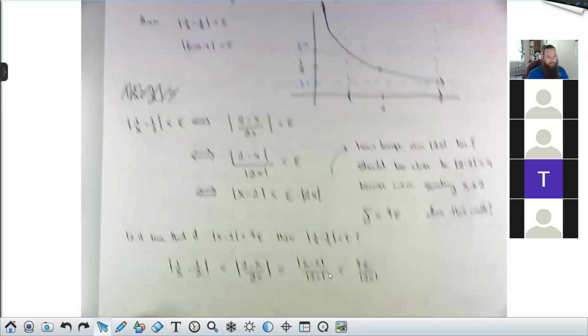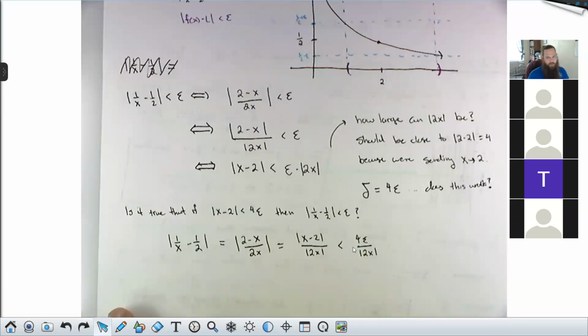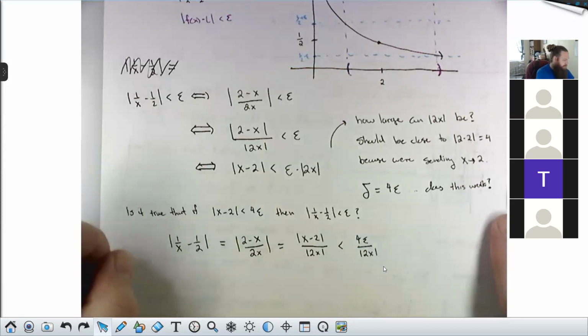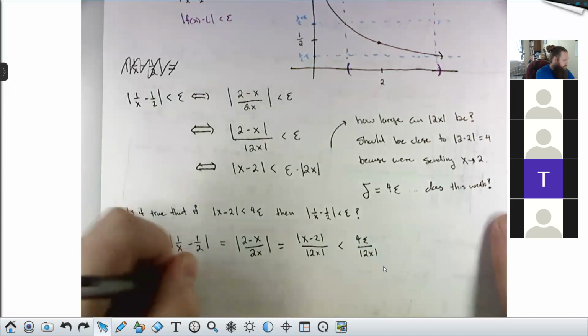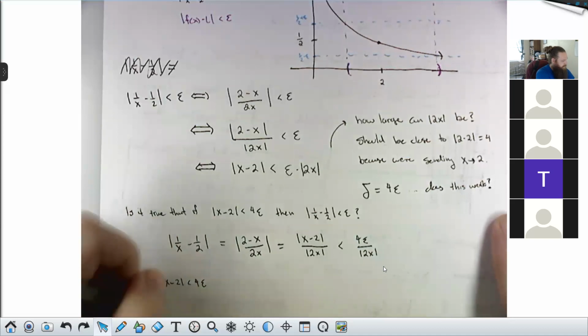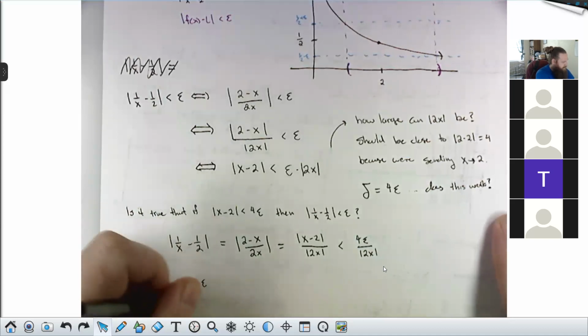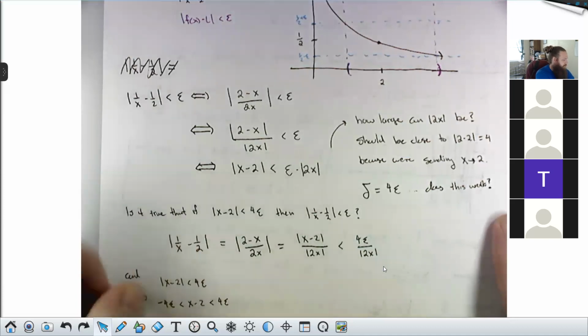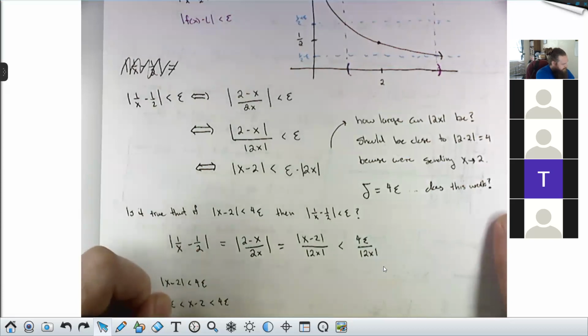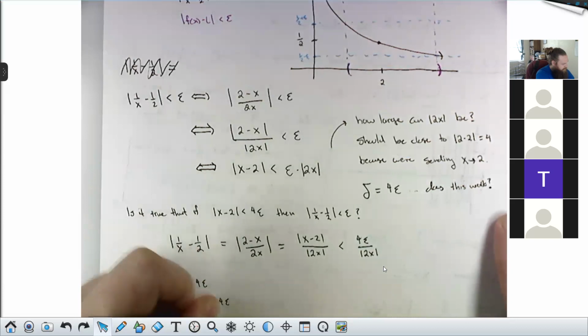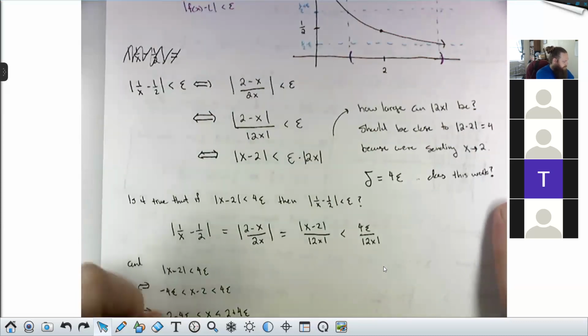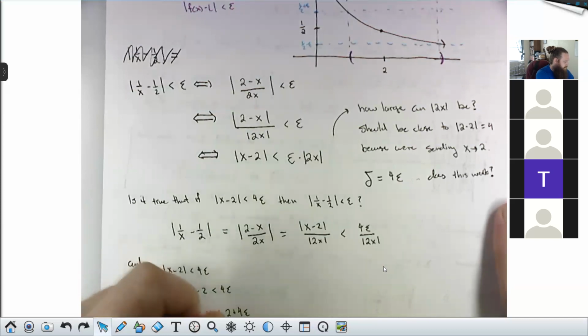And then what we need to do is take this piece and try to use it to argue that the absolute value of 2x isn't going to mess this up, right? So we're wondering, is this smaller than epsilon? And I'll say, since absolute value of x minus 2 is less than 4 epsilon is equivalent to saying negative 4 epsilon is less than x minus 2 is less than positive 4 epsilon, which is itself equivalent to saying 2 minus 4 epsilon is less than x is less than 2 plus 4 epsilon. We can say that 4 minus 8 epsilon is less than 2x is less than 4 plus 8 epsilon.